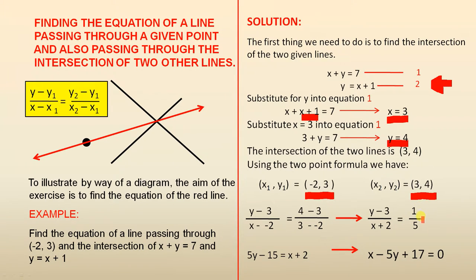So when we cross multiply, we get 5y minus 15 as x plus 2. And when we simplify, here is the equation of the line that we're looking for. X minus 5y plus 17 equals 0. And that is in the general form.